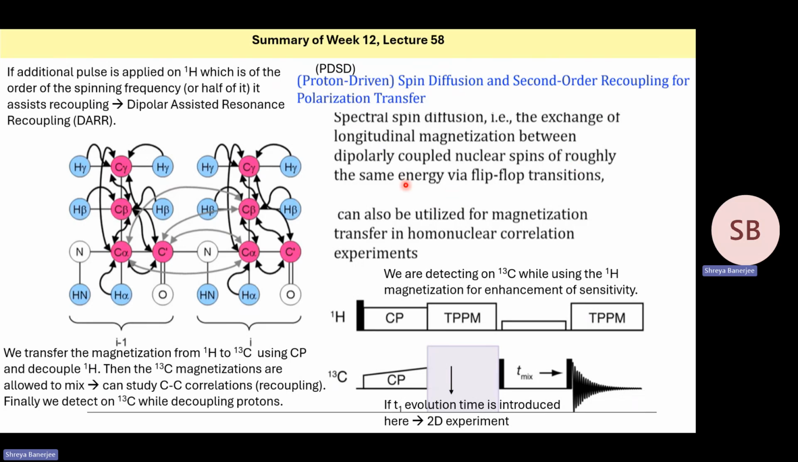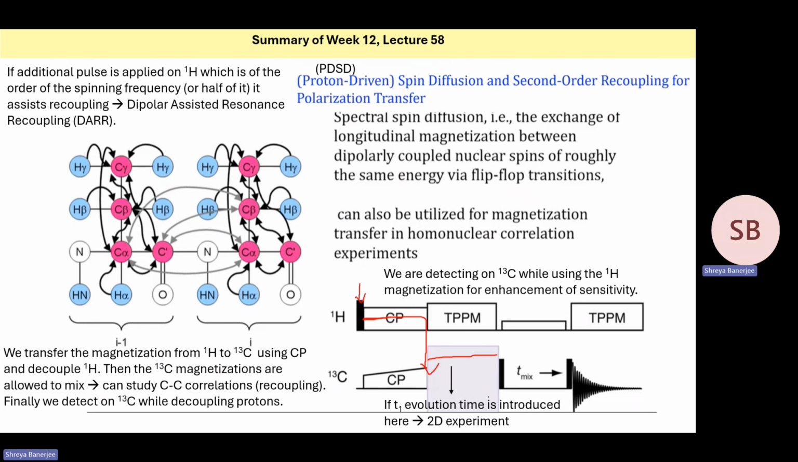nuclear spins of roughly the same energy via flip-flop transitions. Basically, the magnetization is transferred from 1H to 13C using cross polarization. Initially you are applying a pi by 2 pulse on 1H. Then, because of this cross polarization segment, the magnetization comes to 13C, and in 13C you are giving a certain time, which you call the t1 evolution time.